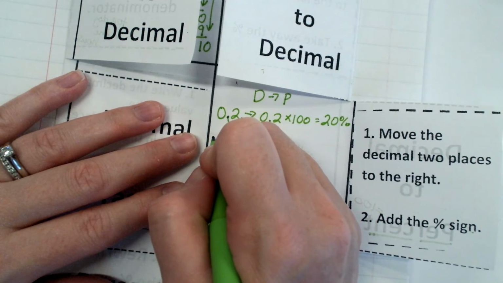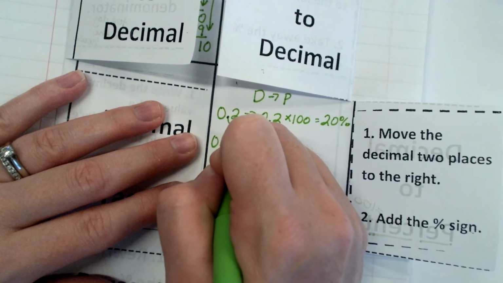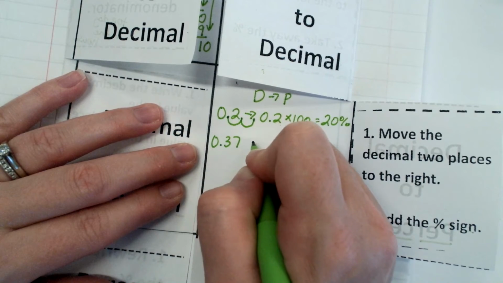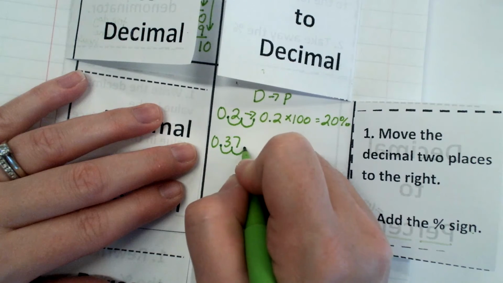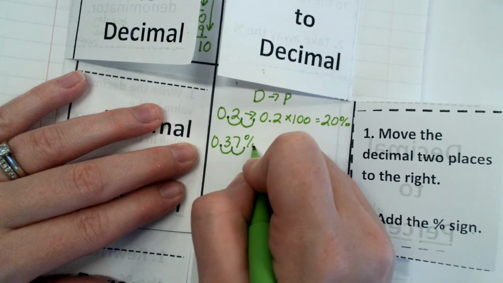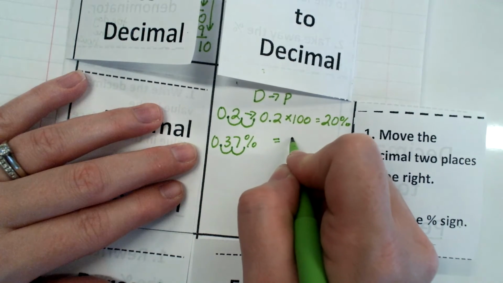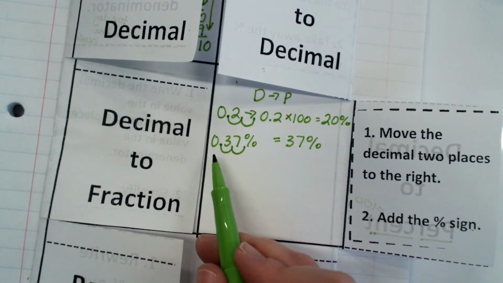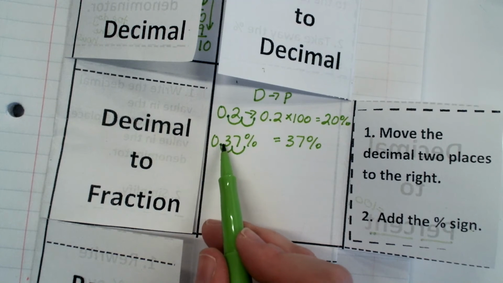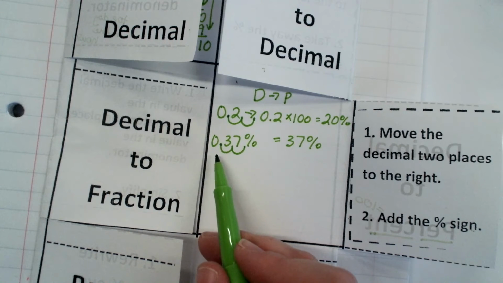So let's do one more. If I have 0.37, I'm going to get my decimal, move it 2 to the right. That turns into a percent sign, and that equals 37%. I can drop that leading 0. I don't need it anymore. That was just to hold the place and kind of protect that decimal right there. So I don't need that leading 0 anymore unless there's still a decimal in front of it.